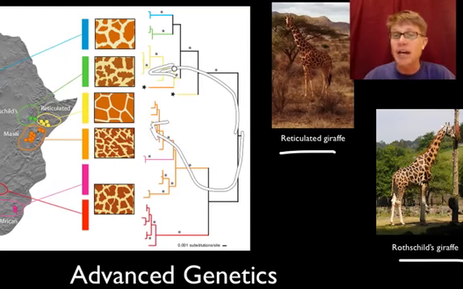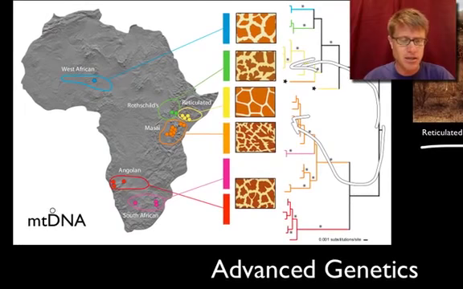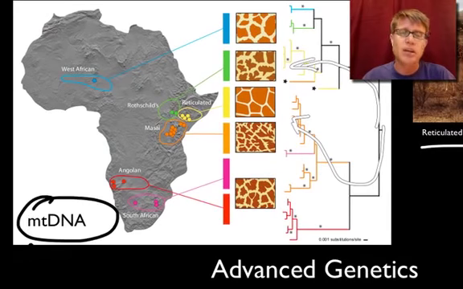And how do we know that? How do we know which giraffe is related to which giraffe? Well, we don't use simple genetics. We use something called mitochondrial DNA. Mitochondrial DNA is DNA found within the mitochondria. It's passed from mother to mother, and it's found in all offspring. And so it allows us to trace evolutionary history, but it's non-Mendelian.